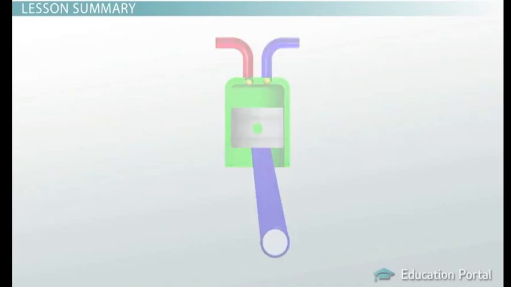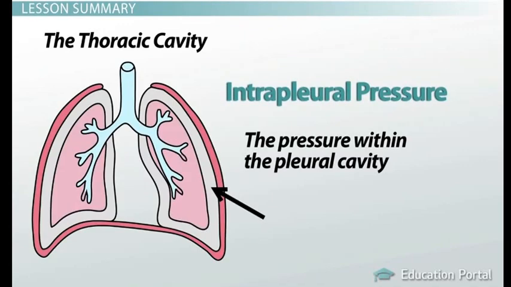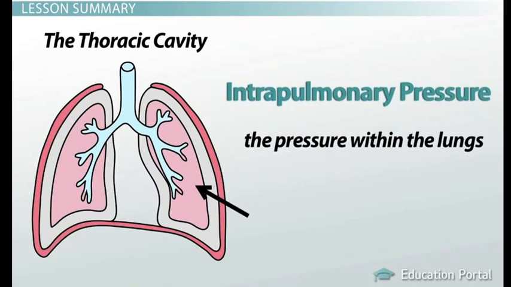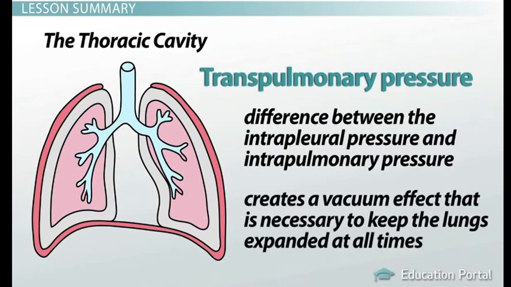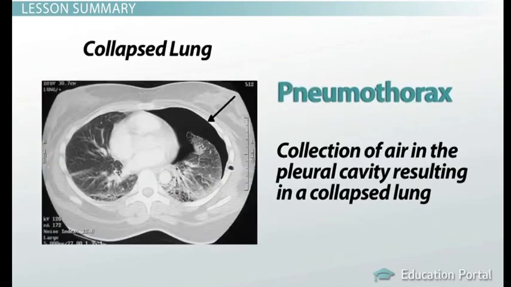The intrapleural pressure is the pressure within the pleural cavity, and it is always less than intrapulmonary pressure, which is the pressure inside the lung. This pressure gradient between the lungs and the pleural cavity is referred to as transpulmonary pressure and creates a vacuum effect that is necessary to keep the lungs expanded at all times. If the transpulmonary pressure is removed, the lungs will collapse.